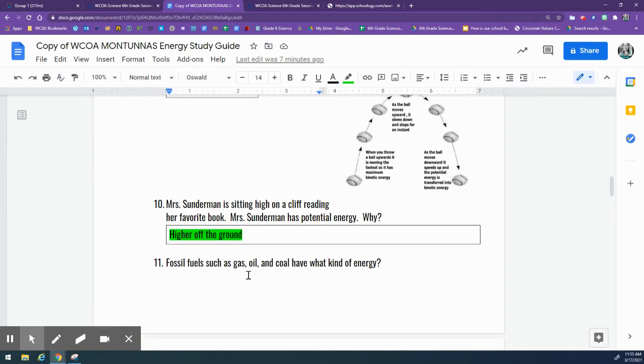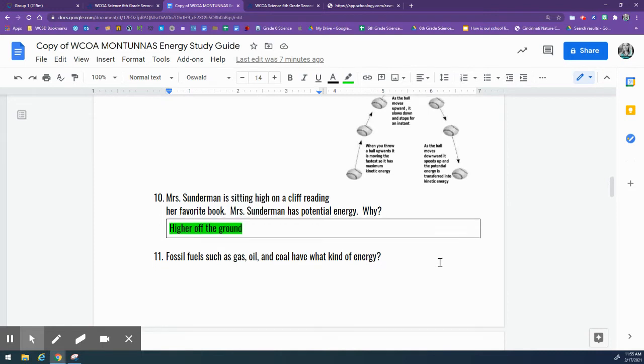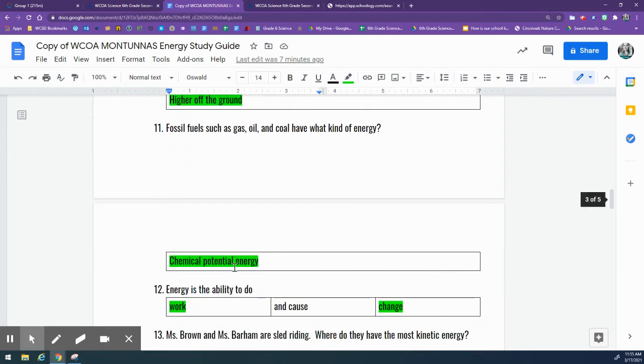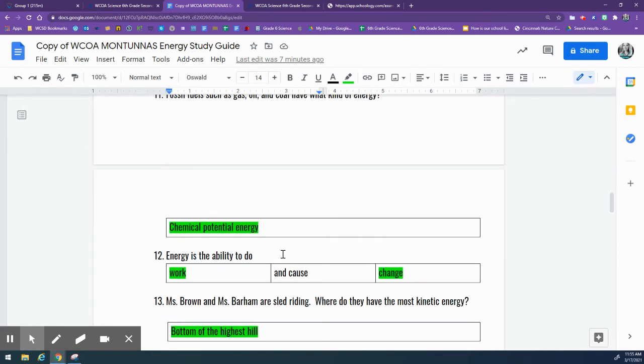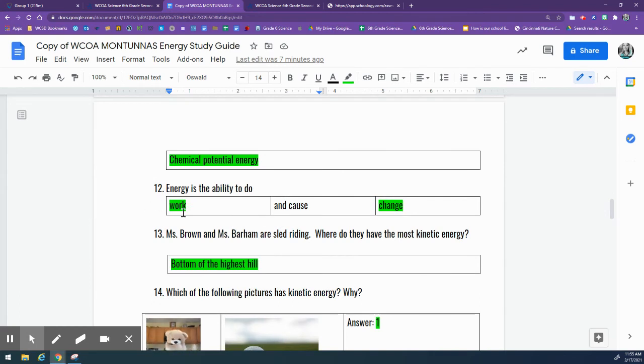Fossil fuels such as gas, oil, and coal have what kind of energy? It's potential energy, but specifically, it's chemical potential energy. There is chemical energy stored in those chemical bonds. The definition of energy is the ability to do work and cause change.